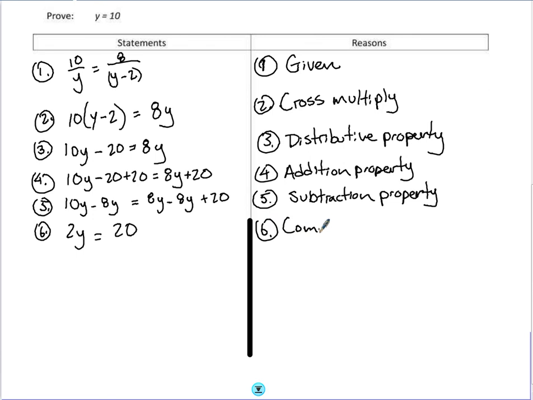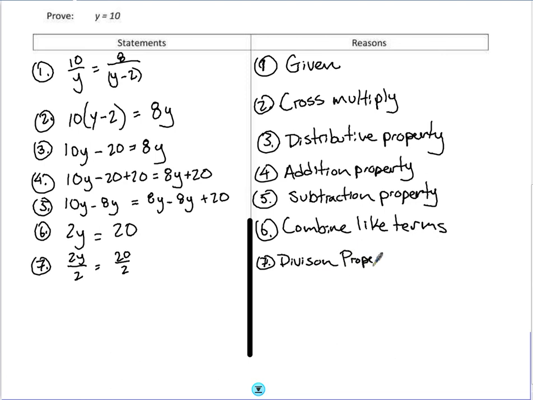A lot of writing. Alright, now in step 7, we want to get the y by itself, because we want y equals 10. So let's use our division property and divide both sides by 2. And our last step, step 8, we're going to simplify. So we get y is equal to 10, so that was simplifying. That was our reason for doing that.